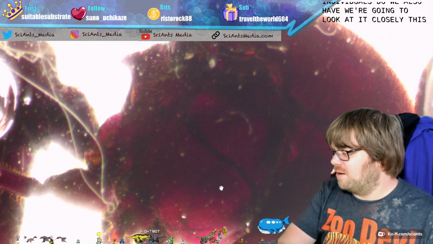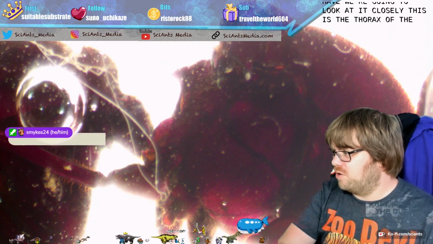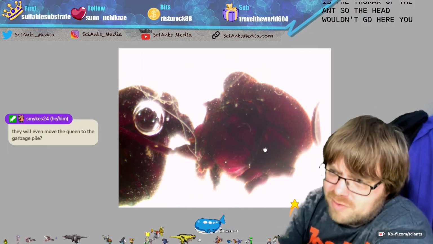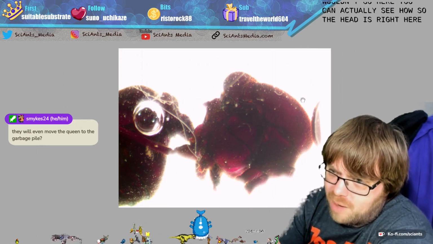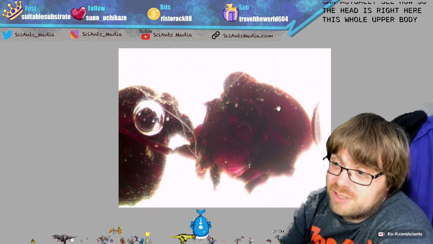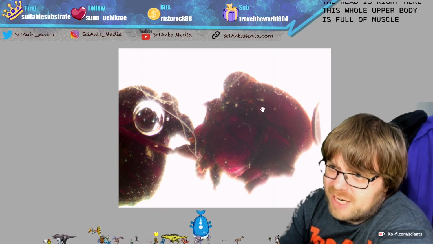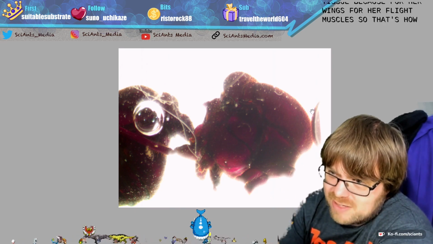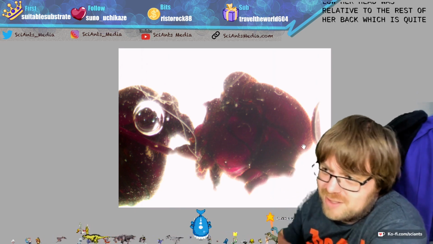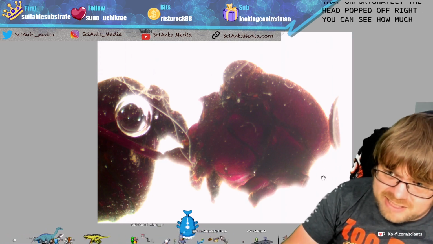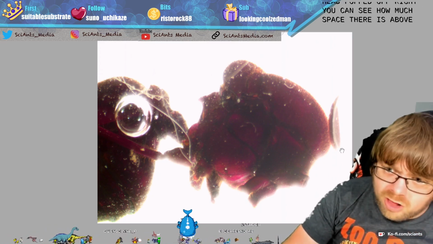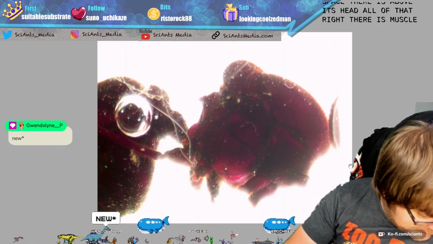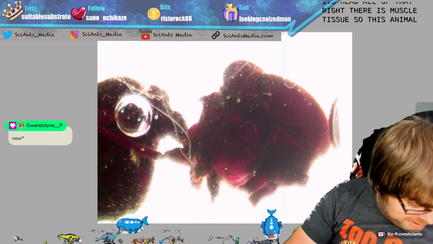This is the thorax of the ant. So the head would go here. You can actually see how, so if the head is right here, this whole upper body is full of muscle tissue. Because for her wings, for her flight muscles. So that's how low her head was relative to the rest of her back, which is quite cool, right? You can see how much space there is above its head. All of that right there is muscle tissue.